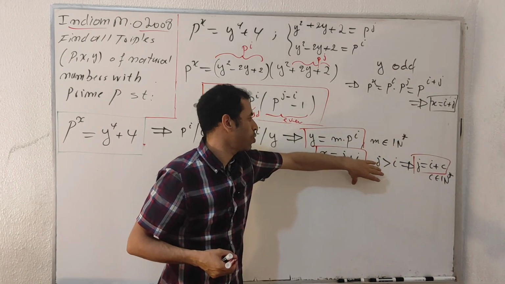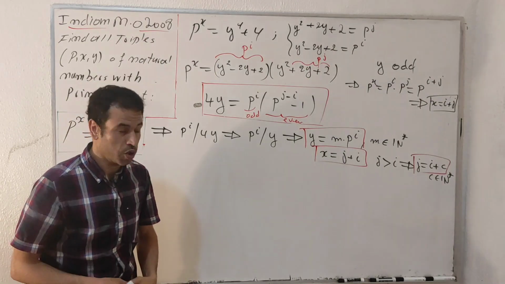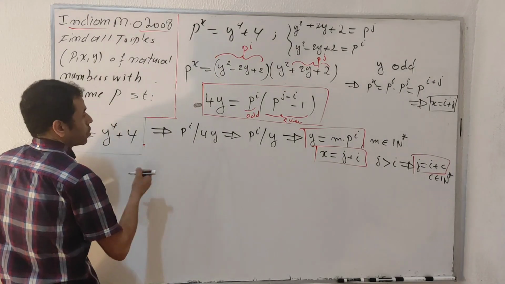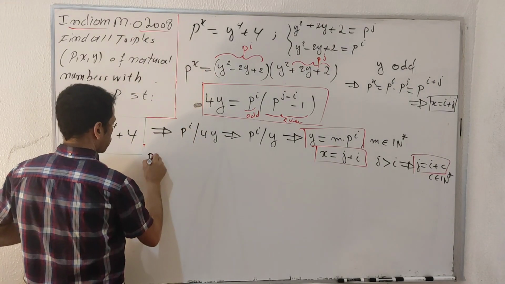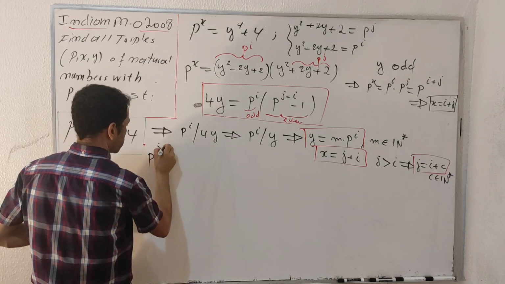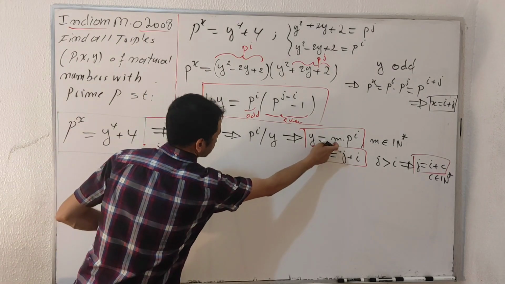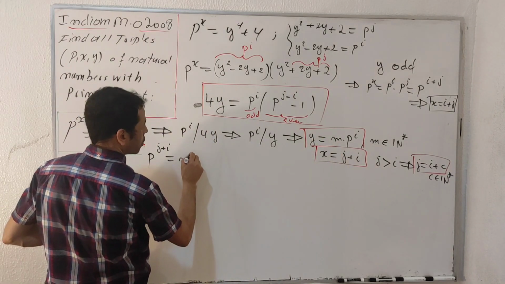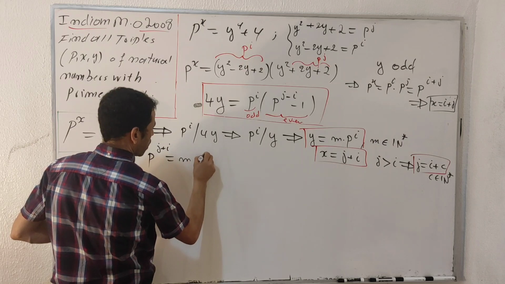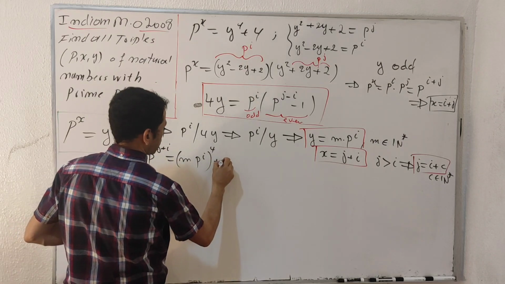I'm going to take all these found facts and insert them into the original equation to see what the expression is. Okay, so we'll have p to the x replaced with p to the j plus i. y to the 4th will be replaced with this value, m multiplied by p to the i, all to the 4th, plus number 4.